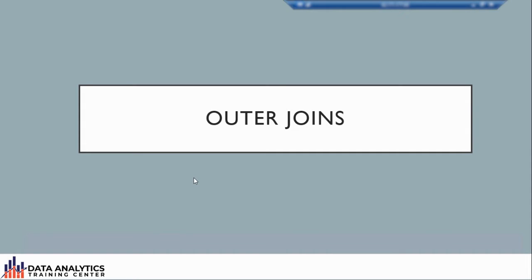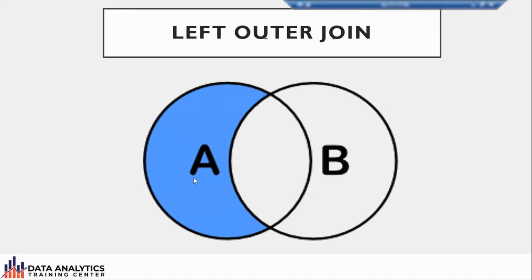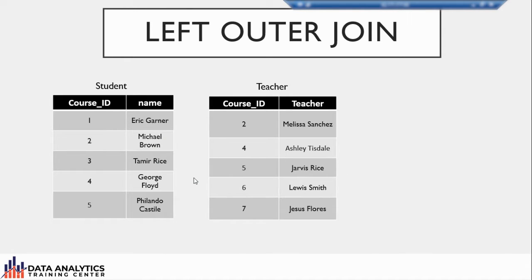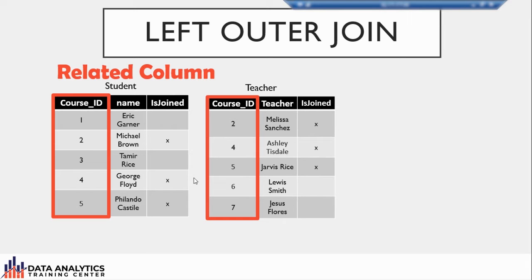Now let's speak about these outer joins, okay? There's left, right, and full outer joins. And let's start with this left outer join right now. So again, we have the student and our teacher table again, okay? And they're both again related on this related column of course ID.